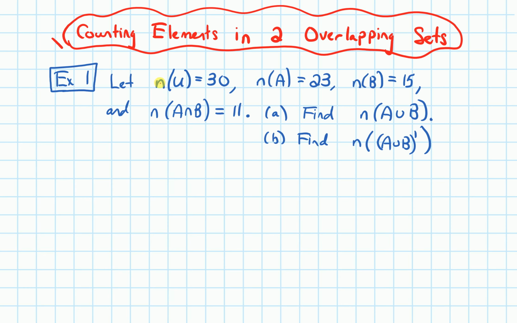So I'm going to let the number of elements in U, our universal set, be 30, the number of elements in A be 23, and the number of elements in B be 15, and the number of elements in the intersection of A and B be 11. And the question is asking us for two things. Part A asks us to find the number of elements in the union of A and B. Part B asks us to find the number of elements in the complement of that union.